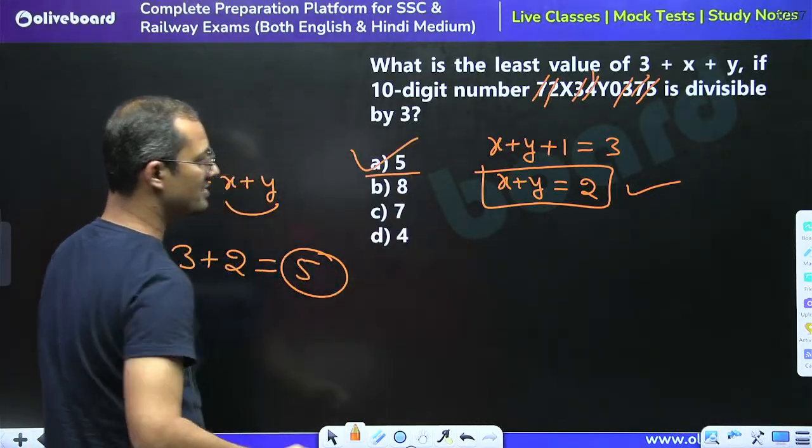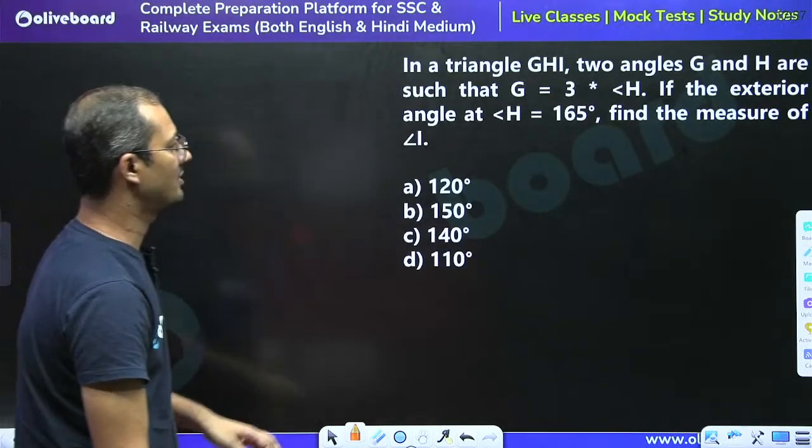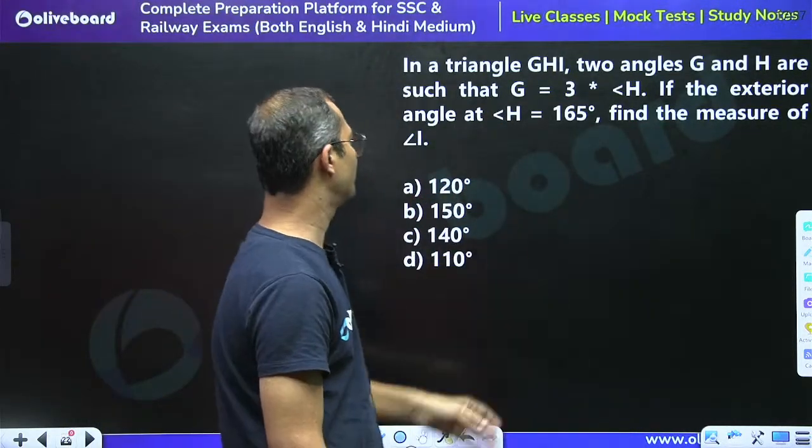A part, 5 is the right answer. Yes, 5 is the right answer. Now tell me what is the answer of this question.